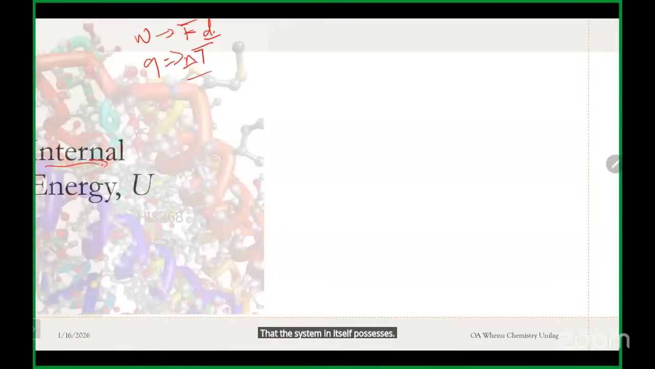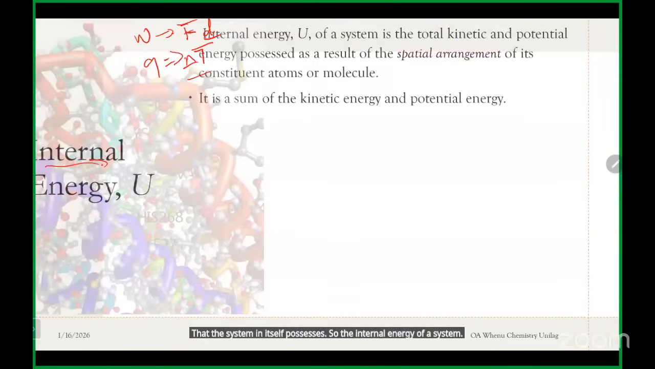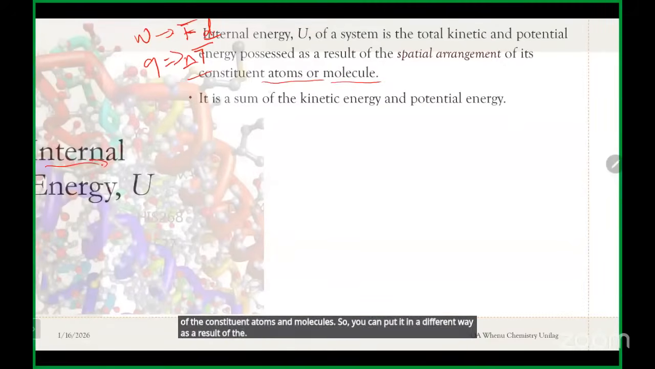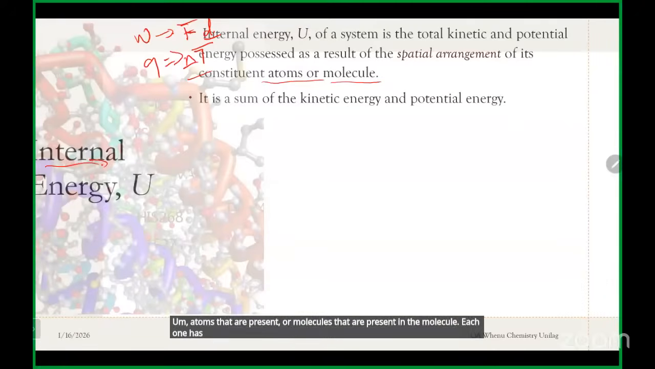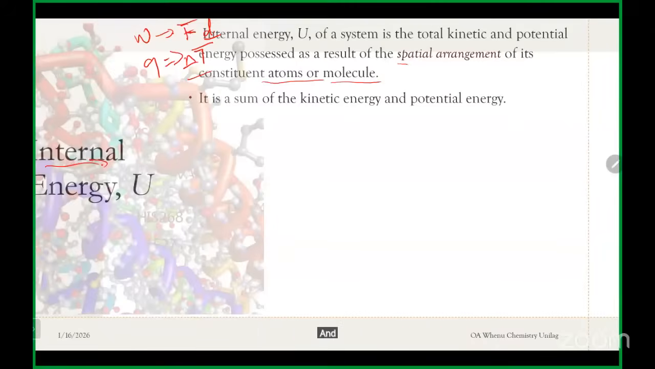So the internal energy of a system is the total kinetic energy and potential energy as a result of the spatial arrangement of the constituent atoms or molecules. You can put it in a different way: as a result of the atoms or molecules that are present, each one has its own inherent energy. And because of the way they are arranged, there's also another potential energy with it.